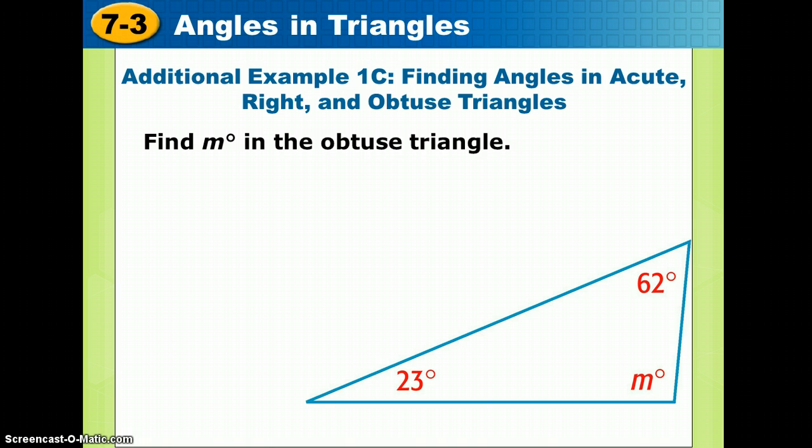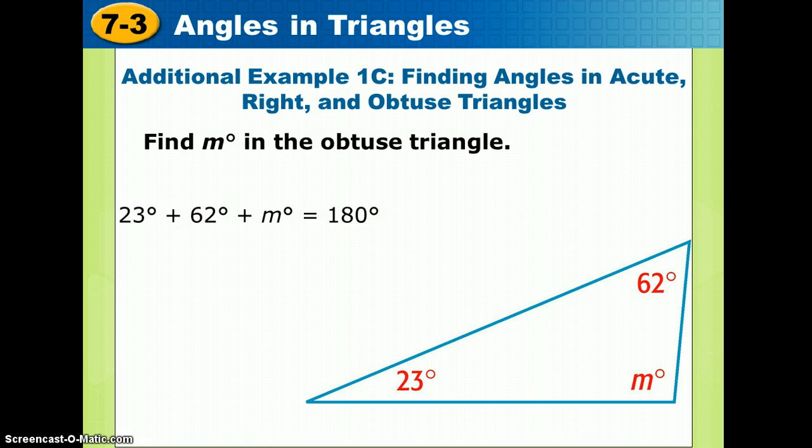Find m degrees in the obtuse triangle. Well, since they say obtuse and neither of the angles that they've given us are obtuse, we know that m is going to be greater than 90, so we can already kind of make sense of our answer. And using the triangle sum theorem, we add 23 plus 62 plus m, and that should equal 180 degrees.